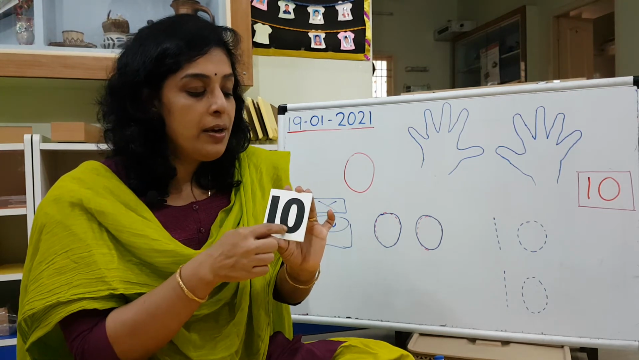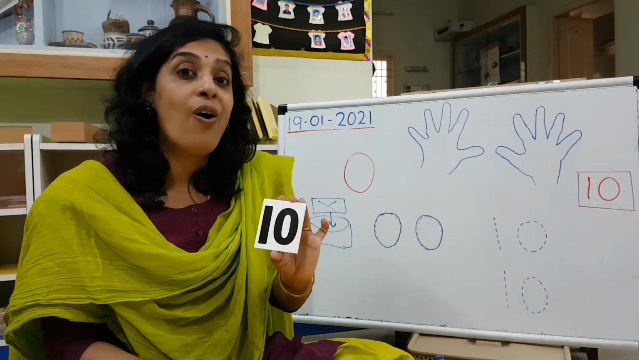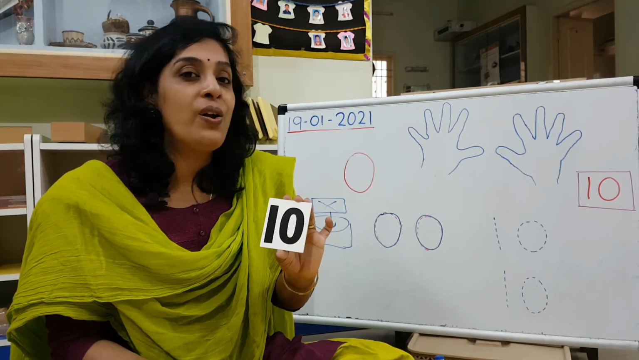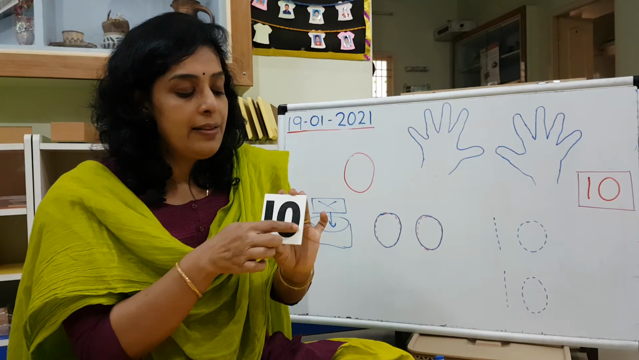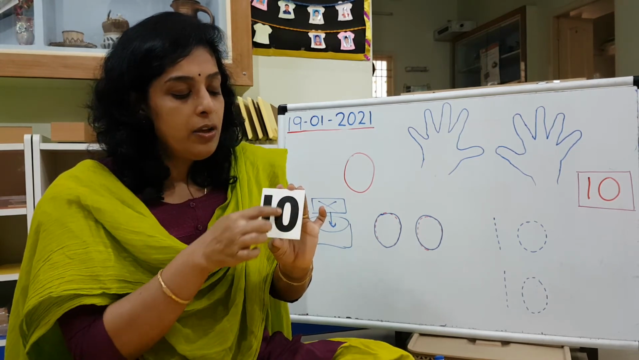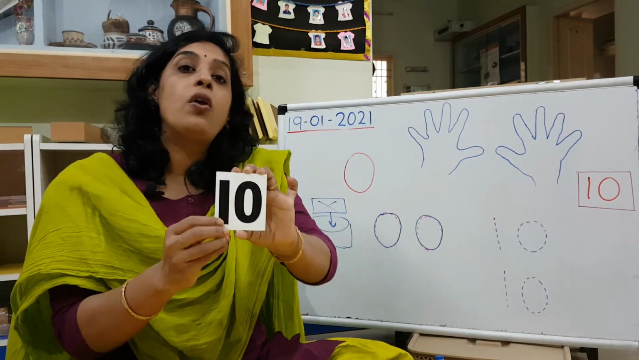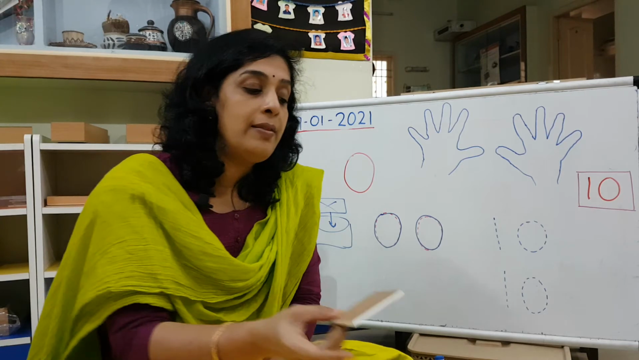And just now we learned how to write 0. It's like writing the letter O, as in orange, octopus, on, off, like that. So 1 and 0 together you call it as 10. Okay, you should always call this as 10, not 1 and 0.